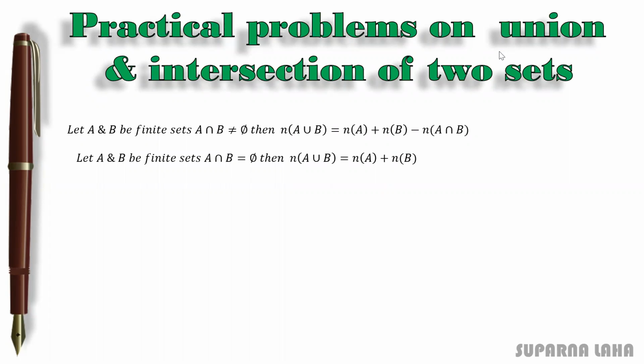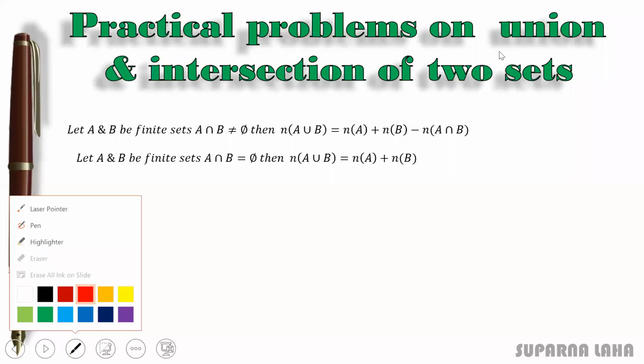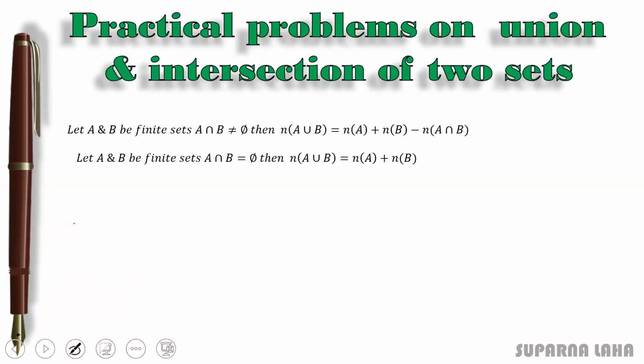In this portion, if we take these two sets A and B, definitely finite sets, then there is a formula: if A intersection B is not equal to phi, then the number of elements in A union B is given by the number of elements in A plus the number of elements in B minus the number of elements in A intersection B.